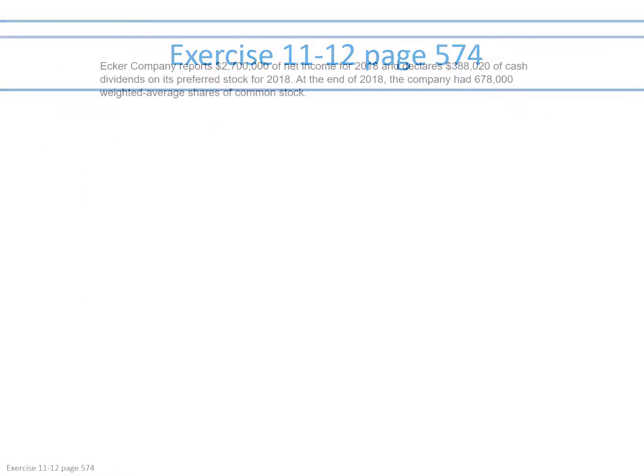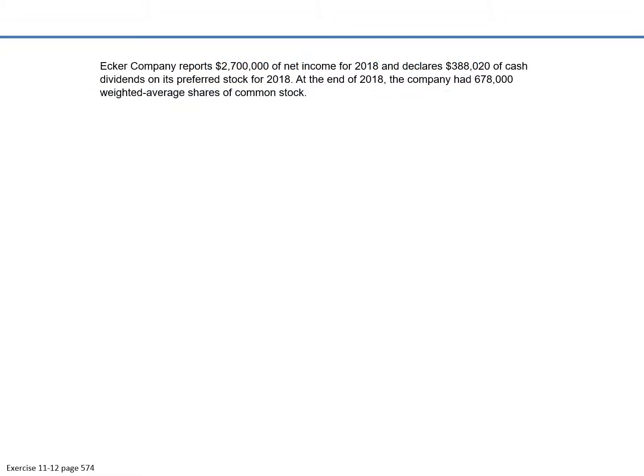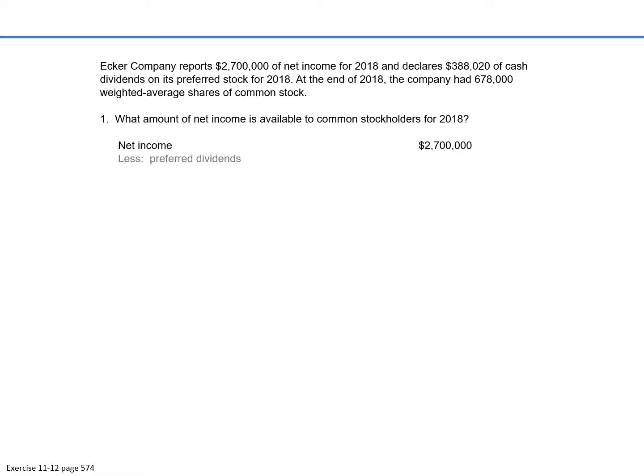Exercise 11-12. So Ecker Company reports $2.7 million in net income for 18. It declares $388,020 of cash dividends on its preferred stock for 18. And at the end of 18, it had 678,000 of weighted average shares of common stock. So what amount of net income is available for the common stockholders for 18? We had 2.7 million less preferred dividends, 388,020, means net income available to common stockholders is 2,311,980.